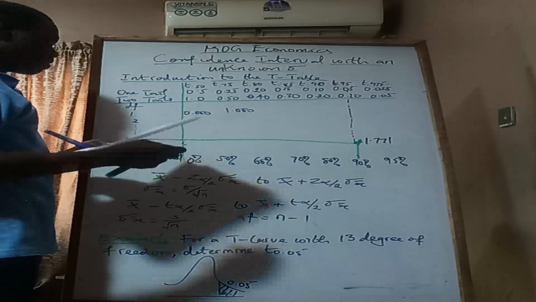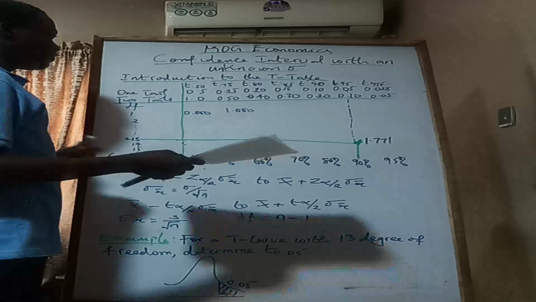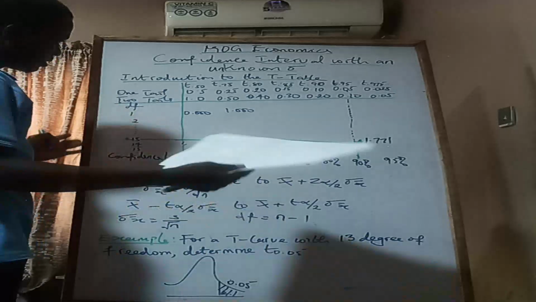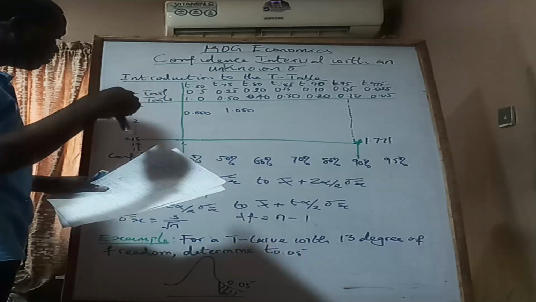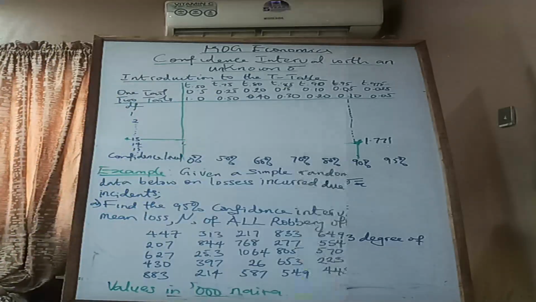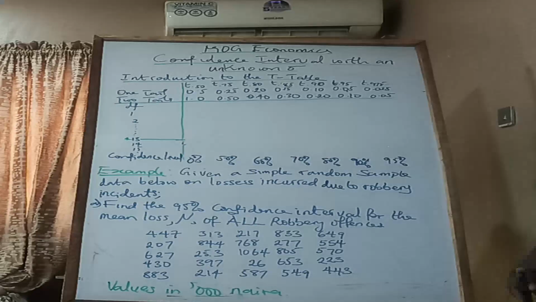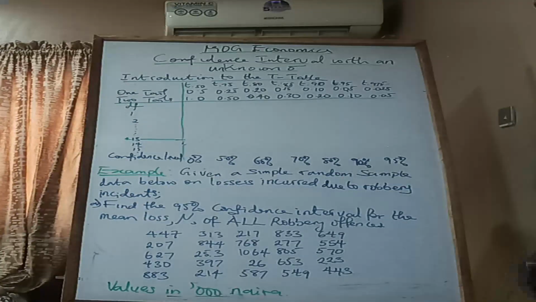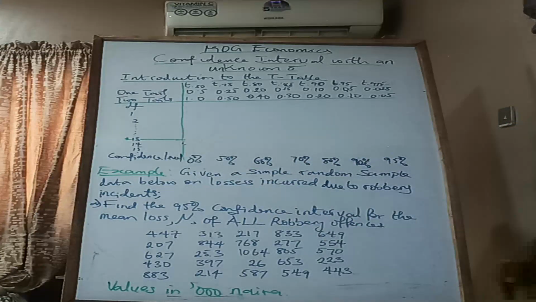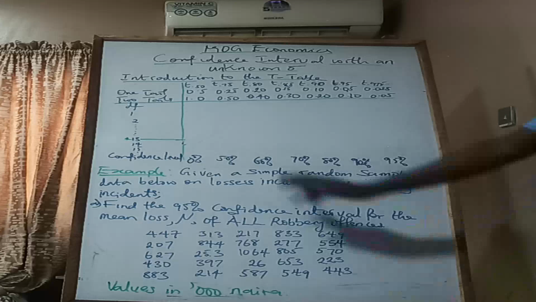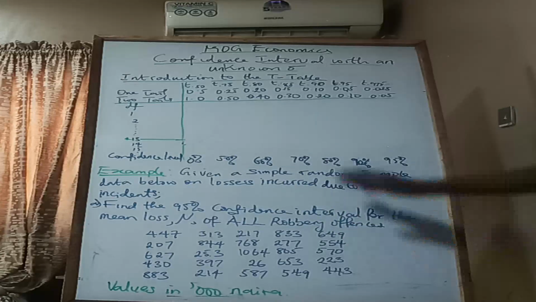So what we now go to is how to find our confidence interval. Now that we know the basic things, we are just going to cover one example, and then I think that should be all. So here we have it. Given a simple random sample of data below on losses incurred due to robbery incidents, the values are given in thousands of naira, find the 95% confidence interval for the mean loss of all robbery offenses.